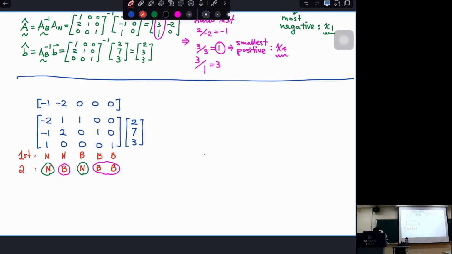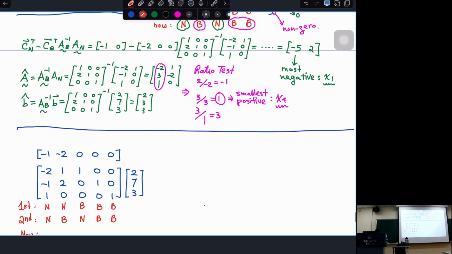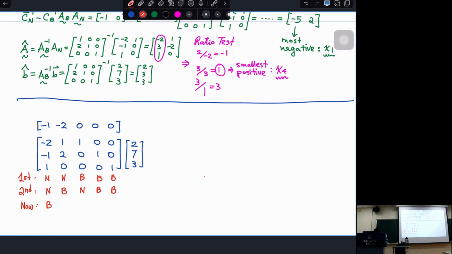So let me erase the circles. So I need to swap x1 to the other side. So this becomes B. x4 swapped, so they become N. The rest remain the same. So this will be my basic. And this will be my non-basic.